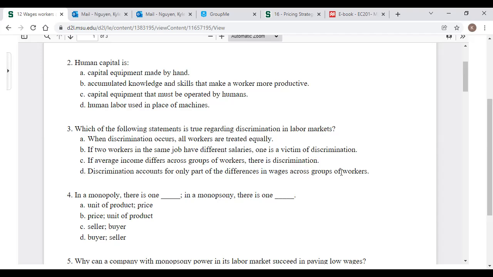And D, by process of elimination, the answer is D. And it basically is a culmination of everything I've explained so far. Discrimination accounts for only part of the differences in wages across groups of workers. And that's exactly the case.